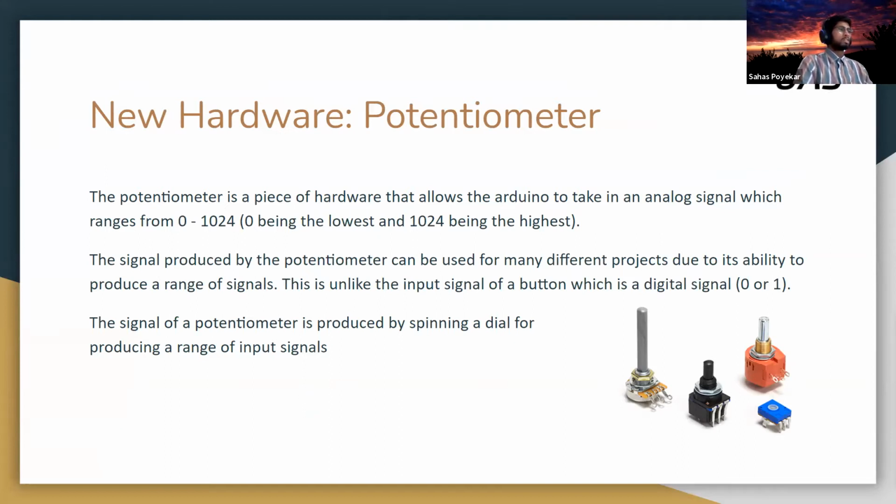So unlike the input signal of a button, which is only capable of doing zeros and ones, we can use the potentiometer's mechanical hardware of turning a knob to adjust the input level. An example is that the signal of a potentiometer is produced by spinning a dial, which will produce the range of our input signal.